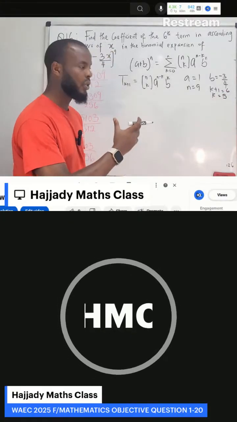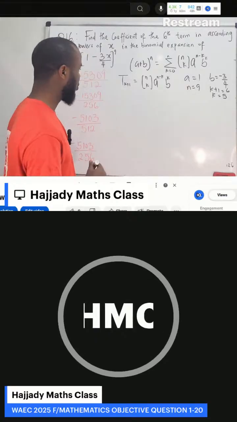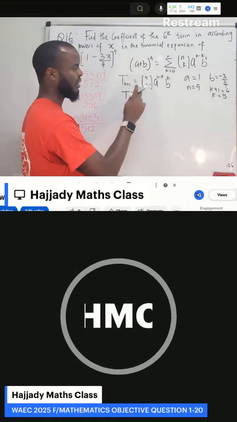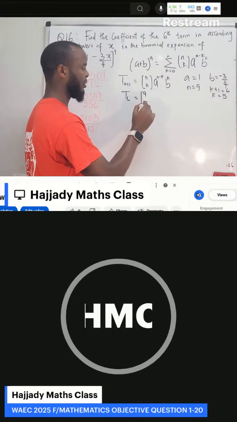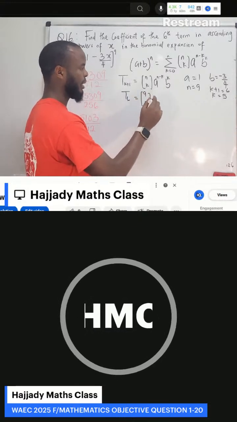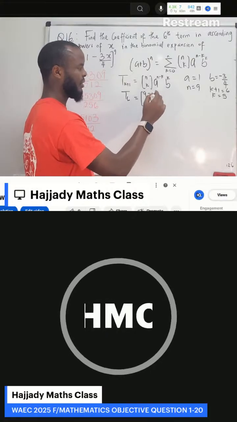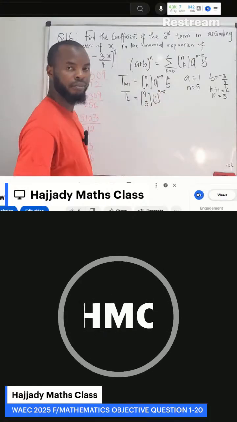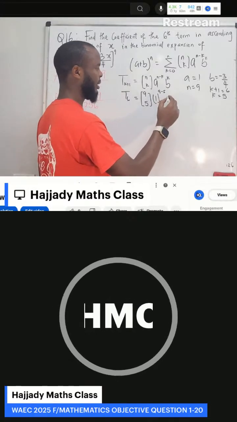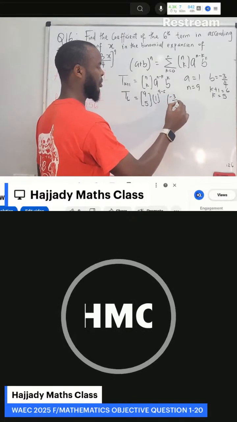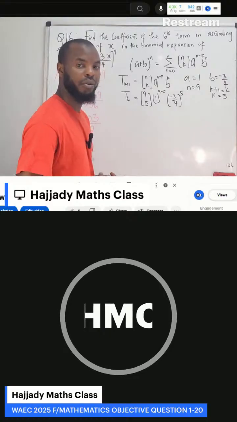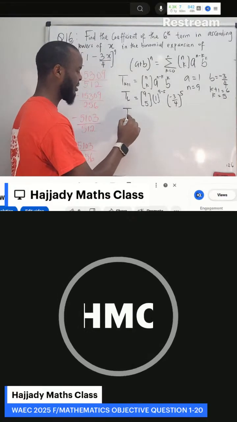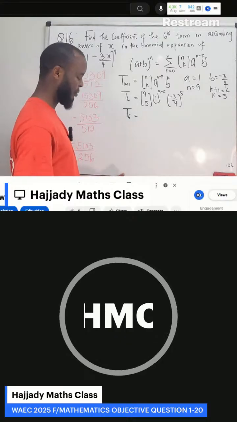Now let's plug these values into the given equation. Here we have T(k+1), which is the same thing as T6, equals n choose k. n is 9, combination k, which is 5. a is 1, so n minus k is 9 minus 5. b is -3/4 to the power of k, which is 5. Let's simplify further. Here we have the sixth term equals 9 combination 5.